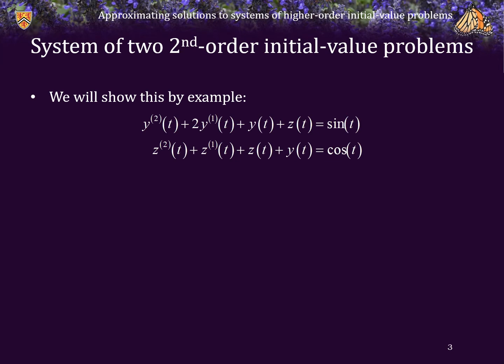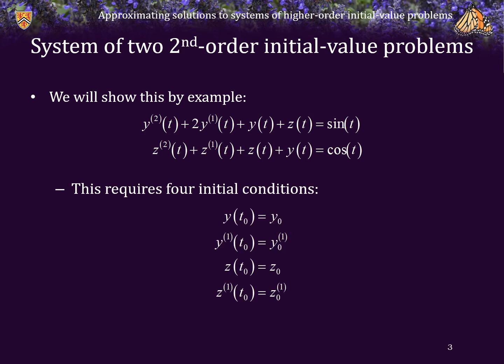So here we have two second order initial value problems. Now, this consequently requires four initial conditions. We have a second derivative of the function y, therefore we need both the initial value and the initial slope of the solution y, and the function z also has a second derivative, therefore we require two initial conditions for z, again the initial position and the initial slope. This is for some time t naught, usually 0.